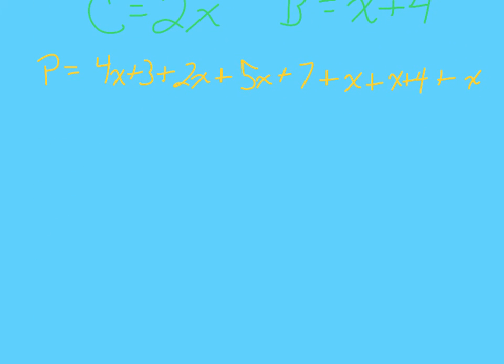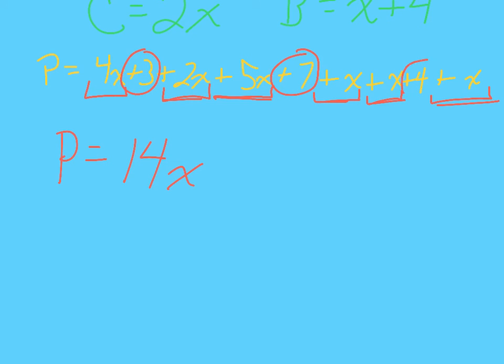Let's just add everything together. Let's combine all our like terms. All these x's we need to put together. There's another one there and another one there. So we have 4, 6, we have 11, 12, 13, we have 14x. Now I'm going to find all these constants. There's a 3, there's a 7, there's a 4. So let's put all of these together, plus 14. There's my perimeter.